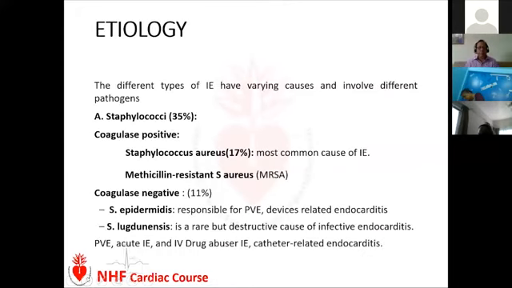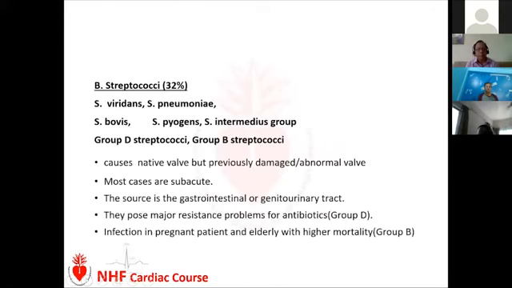A vast array of organisms are responsible for causing different types of infective endocarditis, of which staphylococci are the most common. Staphylococcus infection is usually associated with acute infection, prosthetic valve endocarditis, endocarditis related to drug abuse, catheter related, and cardiac device related endocarditis. It has a mortality rate of 40 to 50%. Staphylococcus aureus, which is coagulase positive, is largely responsible, and 2 other coagulase negative staphylococci are Staphylococcus epidermidis and others.